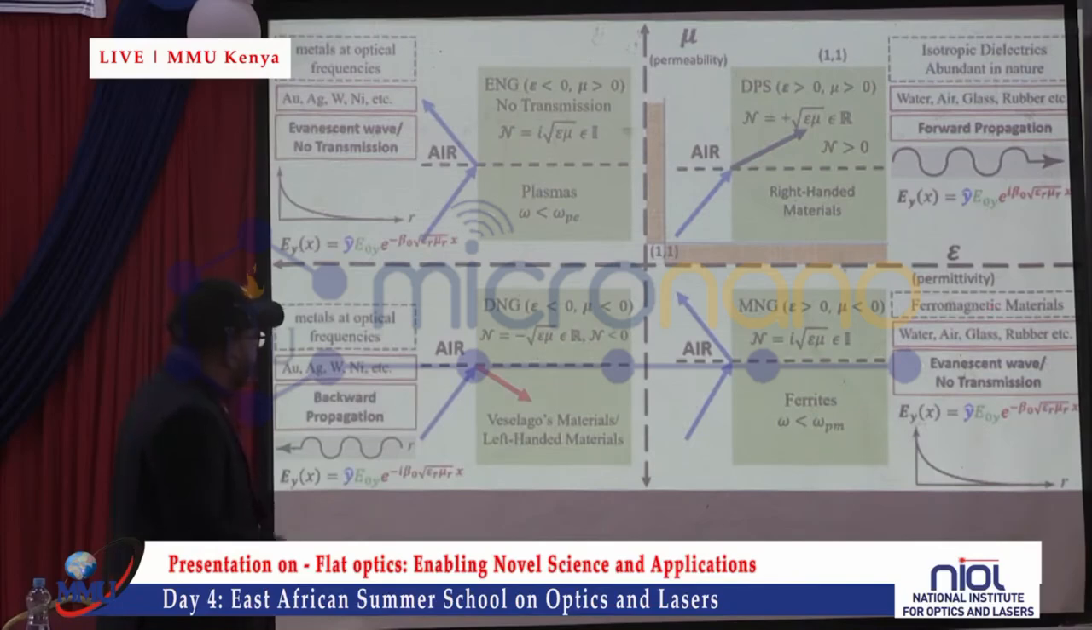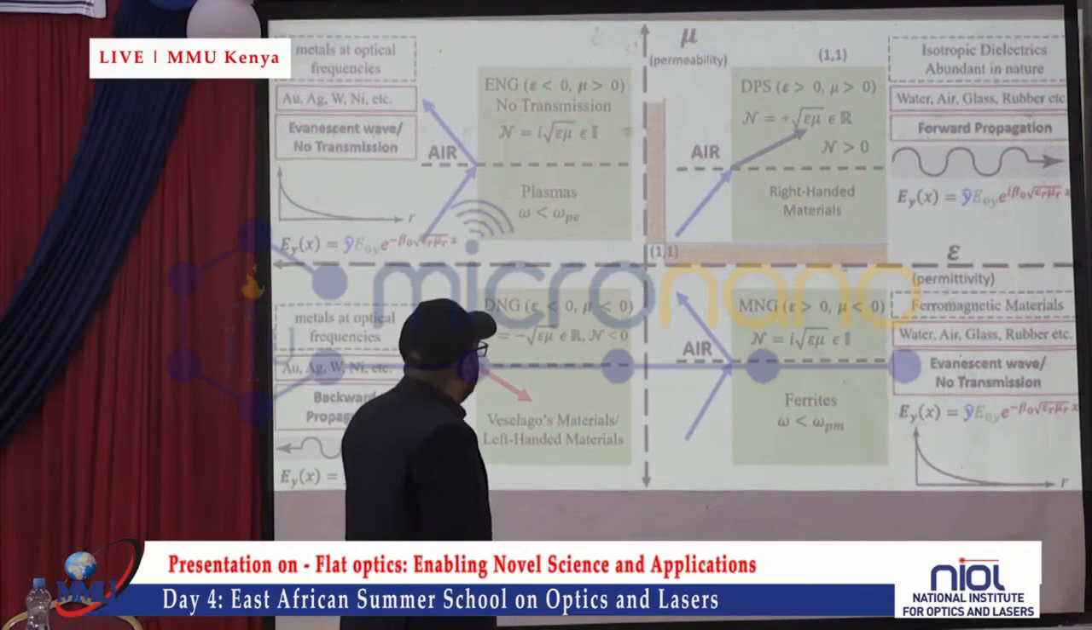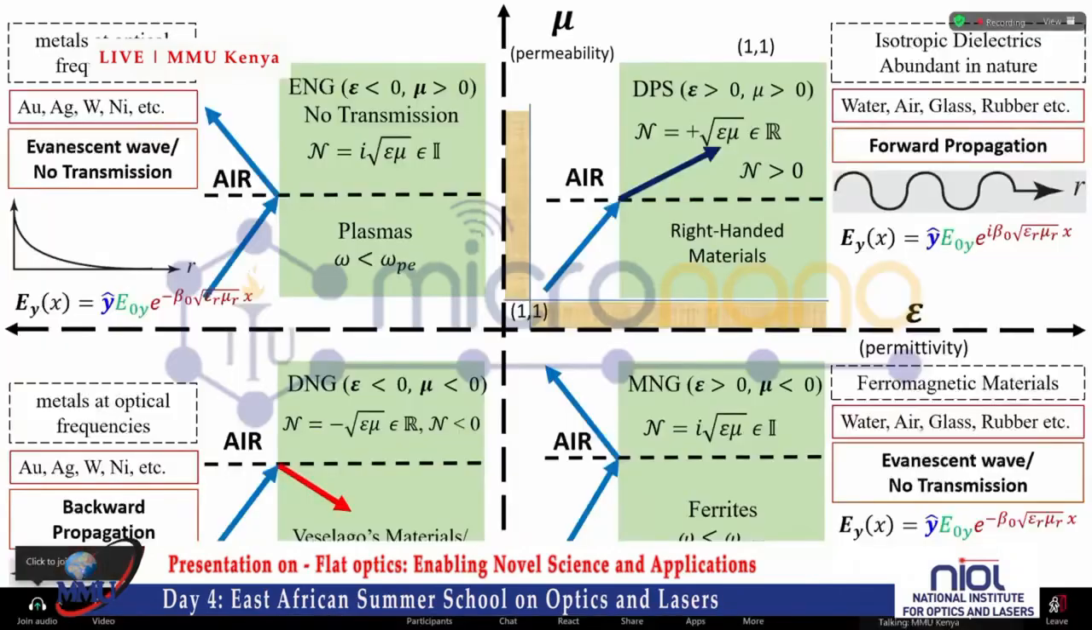Over here, mu negative, still no propagation, evanescence, sorry, there is a typo. There are very few natural materials, like ferromagnetic materials, not abundantly available, but still there are some natural materials available in this domain as well. So now if we look into this, all three quadrants have some natural materials.